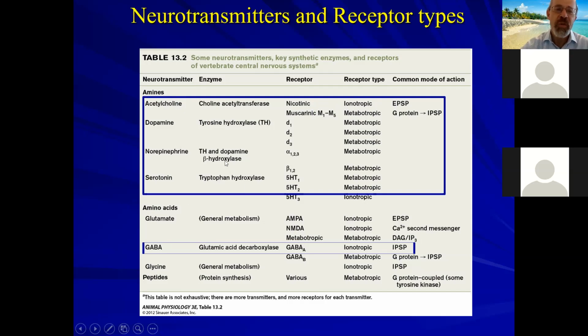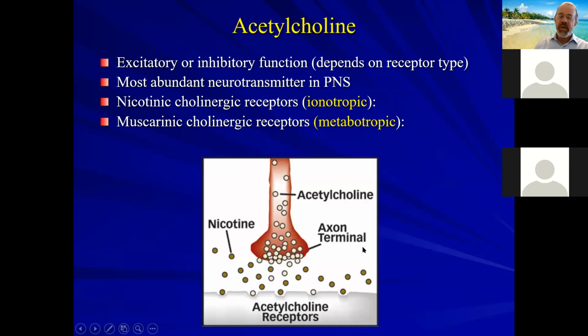I'm not really concerned with these enzymes right here. We are also going to talk about the GABA neurotransmitter, which binds to an ionotropic receptor. Okay. So let's start from the beginning. Let's start with the first neurotransmitter, and that's acetylcholine.